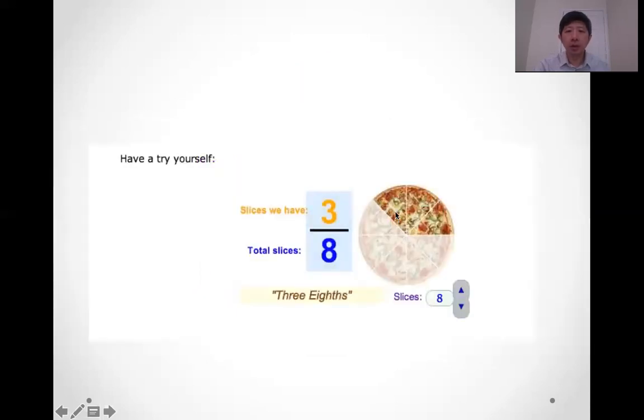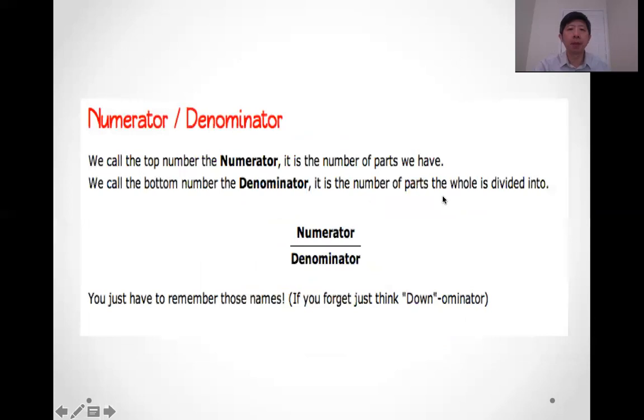All right, same as here, we have 1, 2, 3, 3 out of 8, okay? So the slices we have is 3, and then the total slices is 1, 2, 3, 4, 5, 6, 7, 8. All right, now here we give a name. The top number is a numerator. And then the bottom number is a denominator, right? So we give a name for this: numerator over denominator.